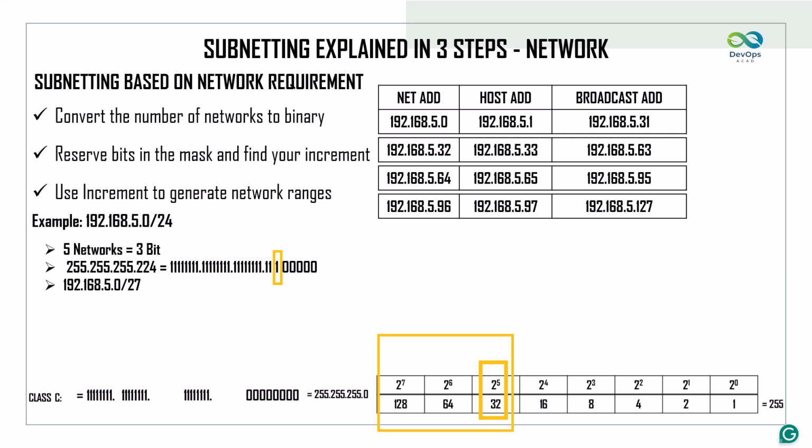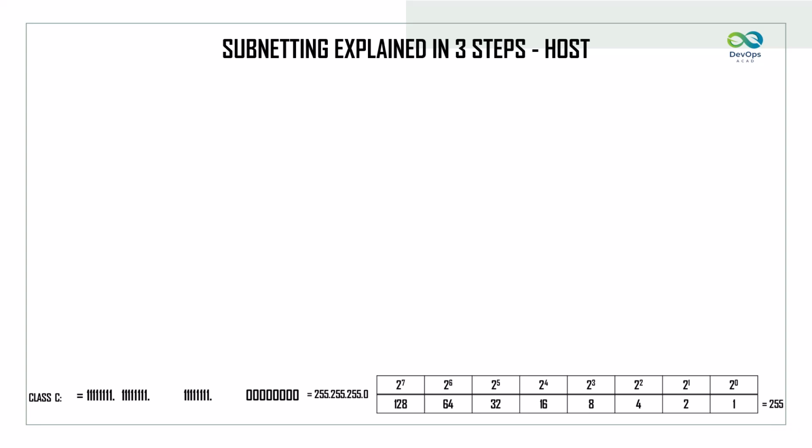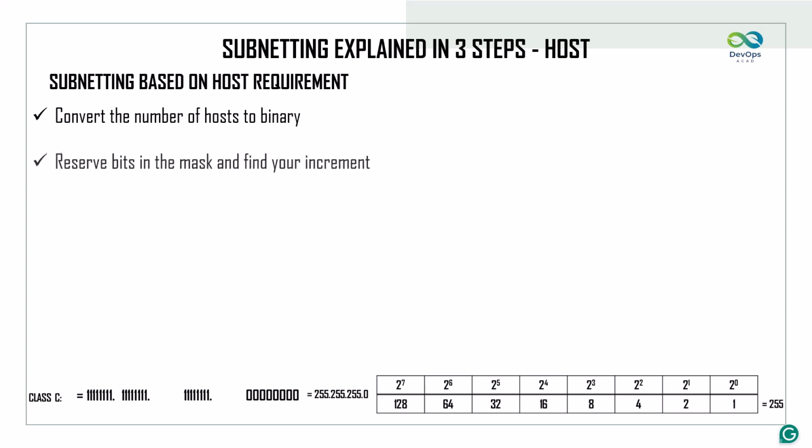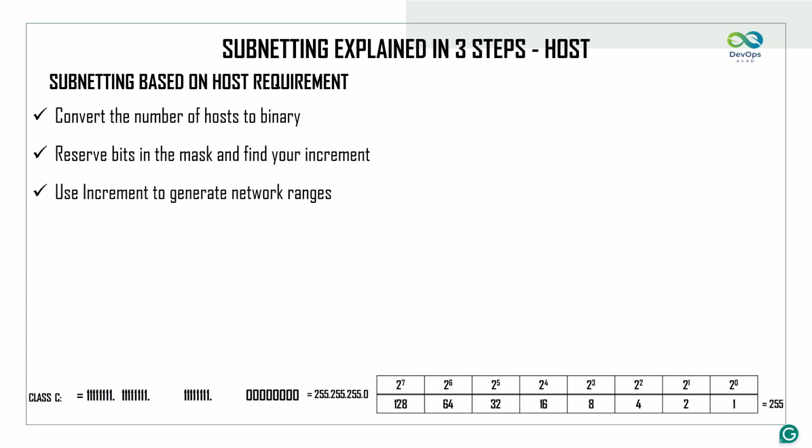Now, if you want to subnet based on the number of hosts, that is also very simple. For example, if somebody comes to you now and says, I need, let's say, 14 IP addresses. I have 14 devices and I want to assign IP addresses to all of these 14 devices. How do I go about that? It's just the same simple step. You convert the number of hosts to binary, reserve bits in the mask and find your increment, and use the same increment to generate your network ranges, and basically you follow the same pattern. So let's quickly do this.